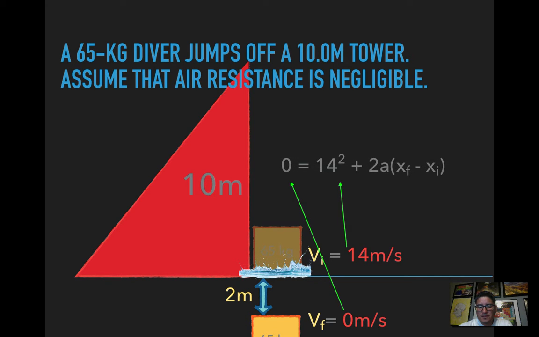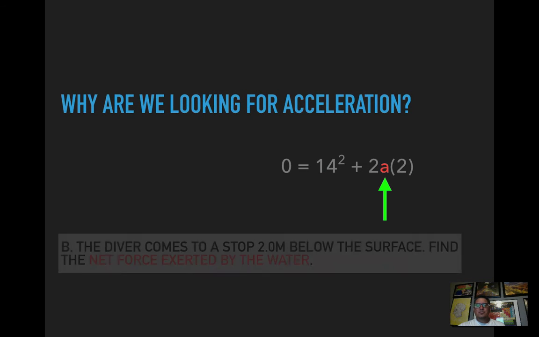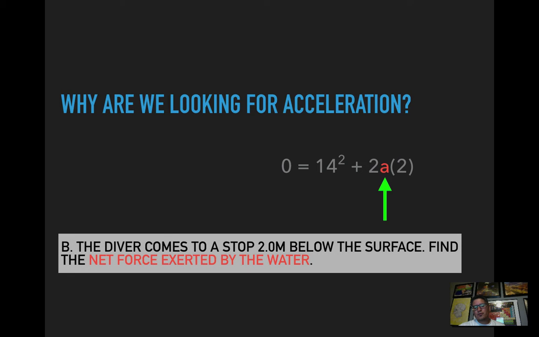Okay, so you see how that works there. And now, if I look at the second part of my equation, it's 2a times my distance, and I know my distance to be 2 meters, and I'm looking for a. Now, why would I be looking for a, right? I'm looking for that variable. Why am I looking for that? We are looking for acceleration because the problem is asking for a net force exerted by the water.